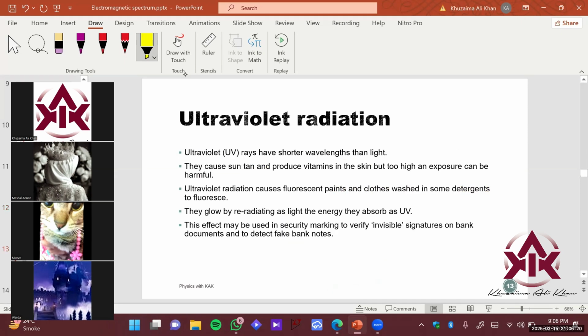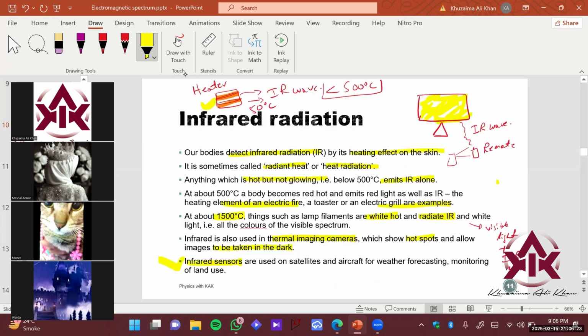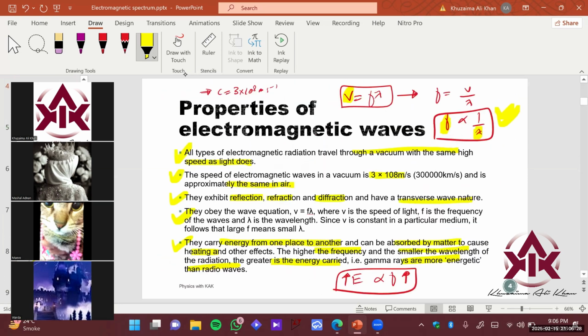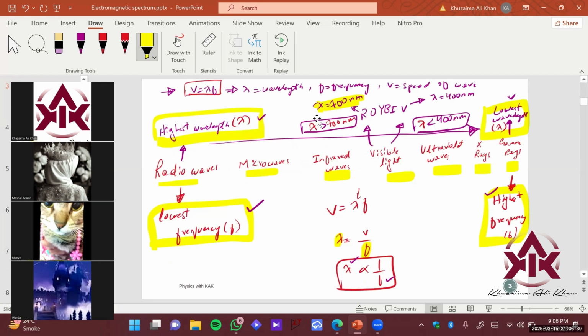Then the last thing which we want to cover is ultraviolet radiation. And where can you find ultraviolet radiation in the spectrum? It is above visible light, right? After visible light, on the right. Okay, so after visible light, you have ultraviolet. So we have covered what? We have covered right now, what?